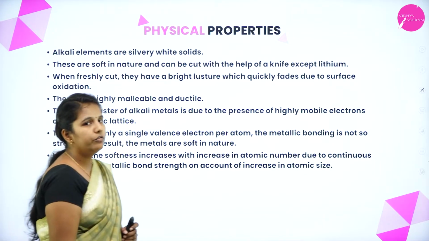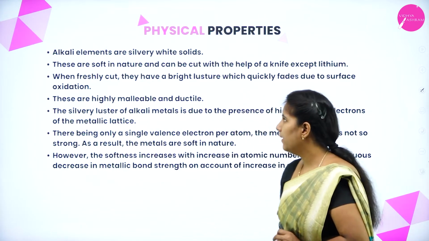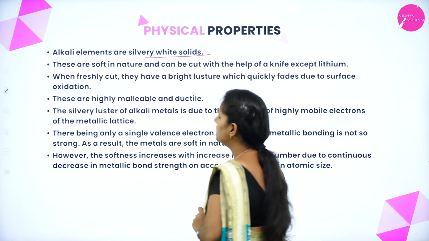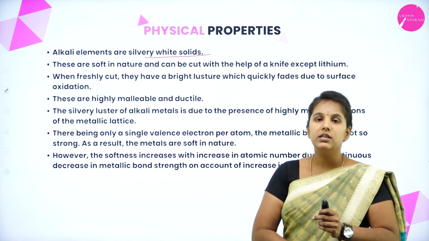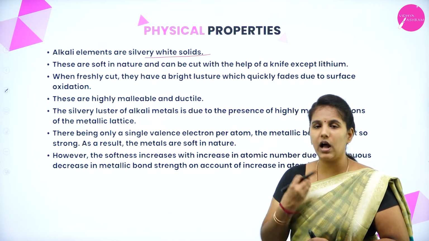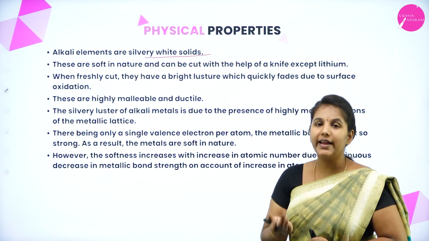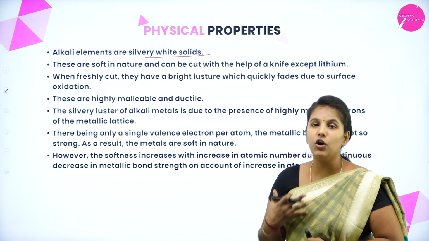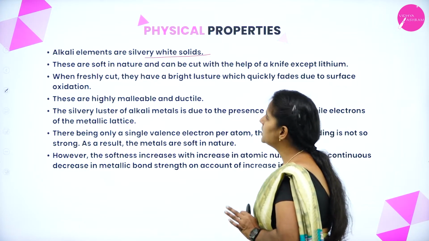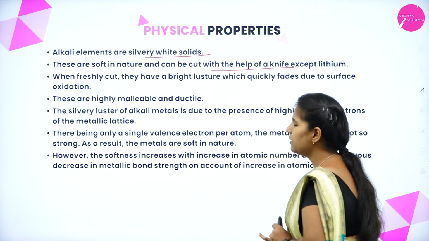Then we come to the physical properties of group 1 elements. Alkali metals are usually silvery white solids. But when you keep the solid outside, when it reacts with atmospheric oxygen, it gets tarnished because it undergoes easy oxidation. And these are soft in nature. We can cut them with the help of a knife, except lithium.